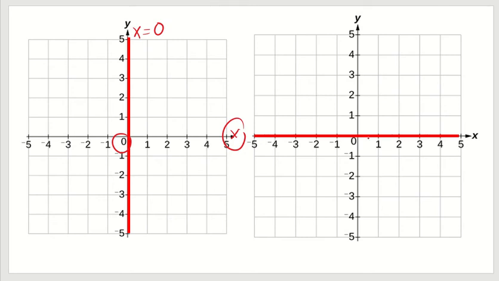Then how about this line? What is the equation for this line? This line cuts the y-axis. Dia potong y-axis. Then it cuts at 0. So this equation is y equal to 0. Okay, you don't make the mistake, the first one and second one.